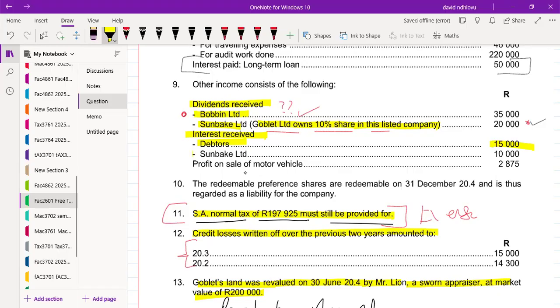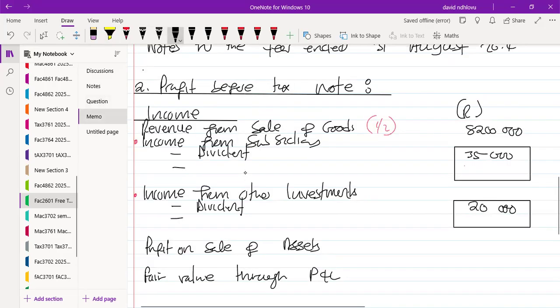Right, but we did receive interest from Sunbeck. Sunbeck is not our subsidiary. They paid us interest. So therefore, we're going to say income from other investment. We say interest. Right, then we have 10,000, which is going to give us a total of 30,000. This one, we did not receive interest, so we didn't give these guys a loan. You can only have interest if you gave your subsidiary a loan. It's not always given. So this is how you disclose income from investments.